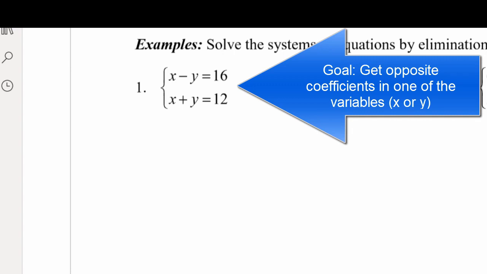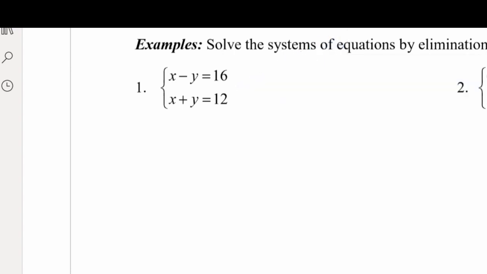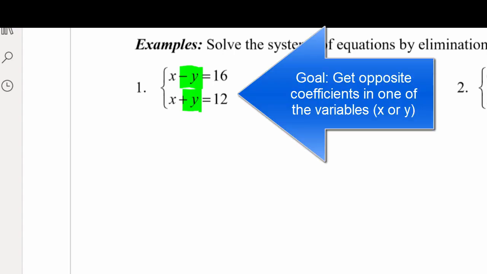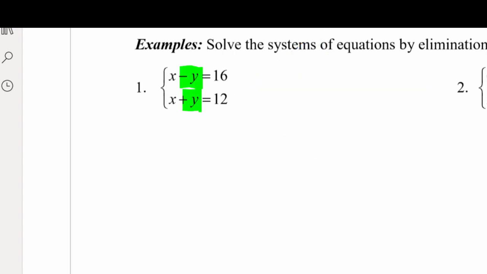So what I mean by that is, for example, take a look at this first example. You will notice that we have a plus 1y down here in the second equation and a negative 1y in the top equation. So those two equations have opposite coefficients in the y variable. That's the goal of the elimination method, that we want to get those two coefficients to be opposites. In this problem, we lucked out because our equations started out that way.